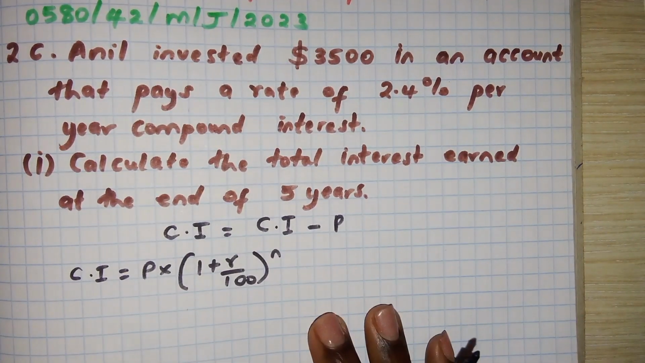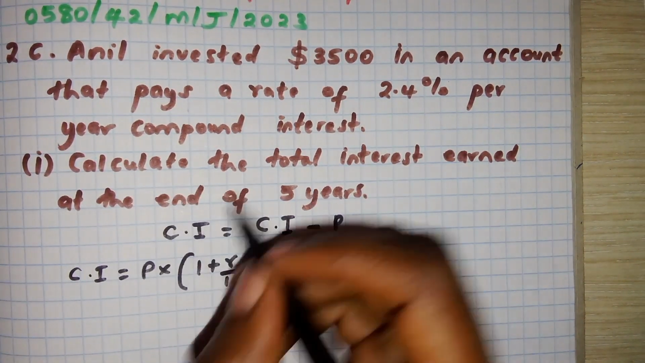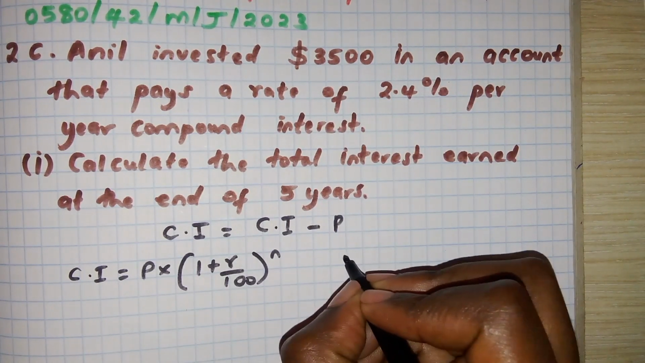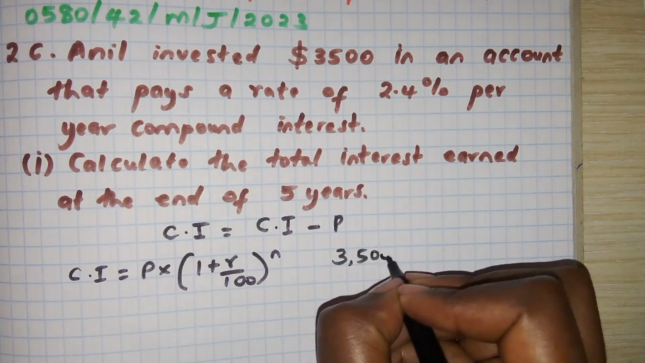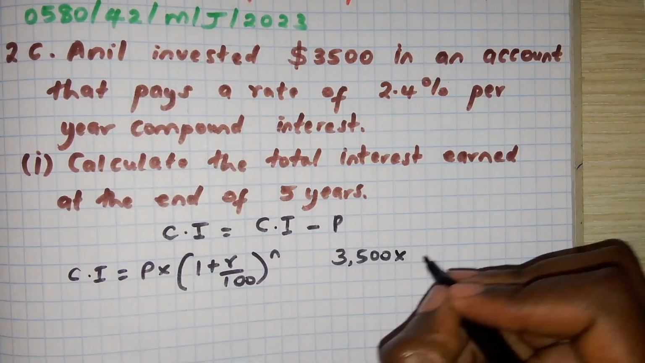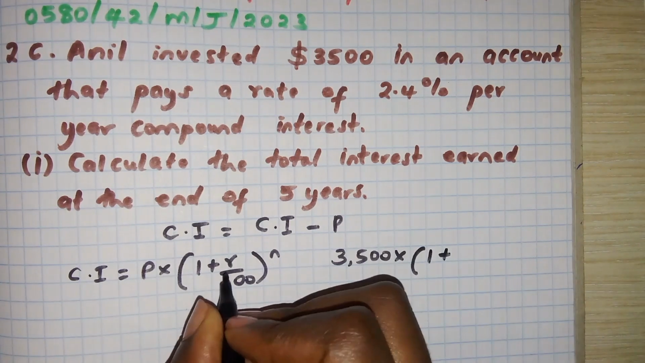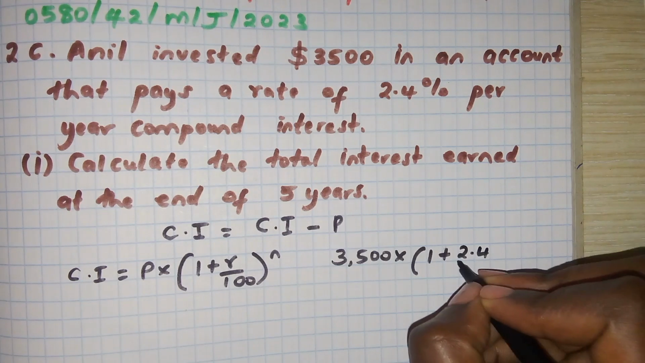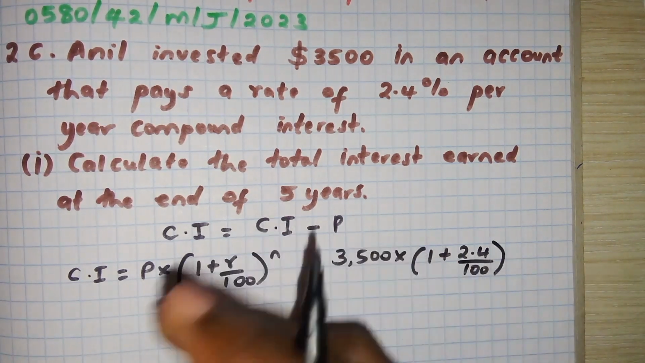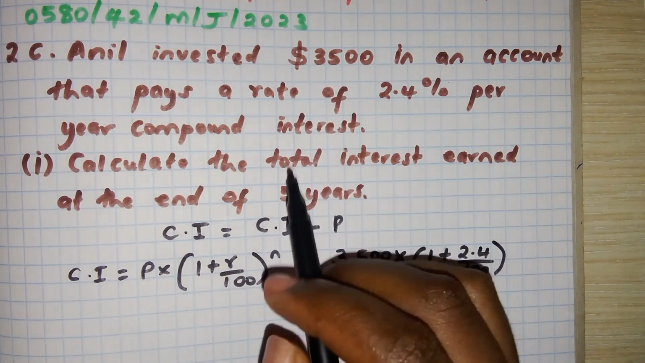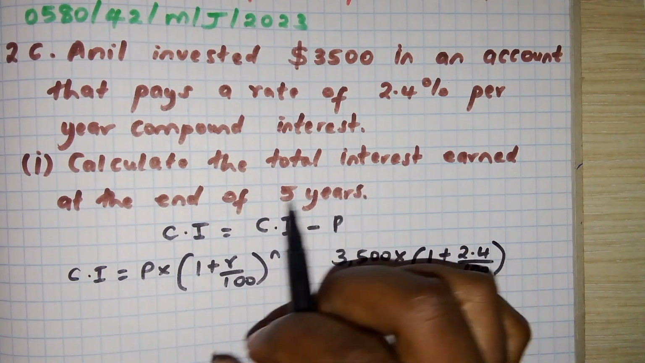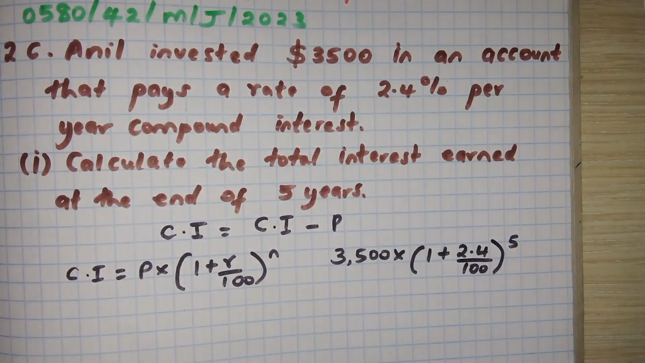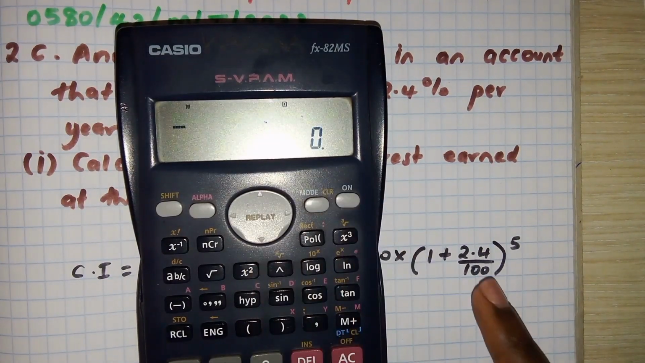Please bear with any background noise. Our principal, Anil invested 3,500, so that will be the principal. 3,500 times 1 plus, the rate is 2.4, so 2.4 all over 100. Then the period, the time is 5 years. You want to find the total at the end of the 5 years, so power 5.